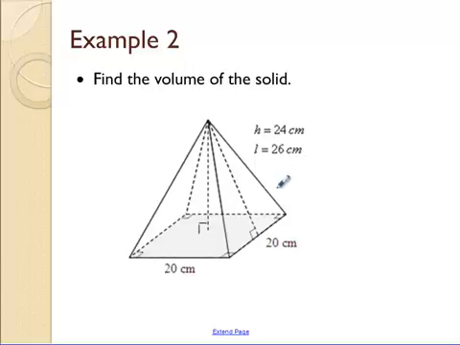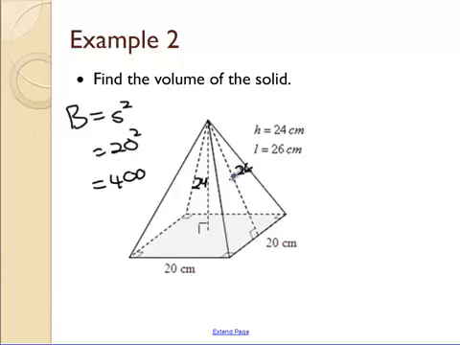Example 2, let's find the volume of this solid. We know that it's a square pyramid because these are both 20, which makes all the way around 20. So the area of the base, since it's a square, side squared, or 20 squared, and 20 squared is 400. So I know the area of the base. The slant height here, this one's 26, and this one's 24.